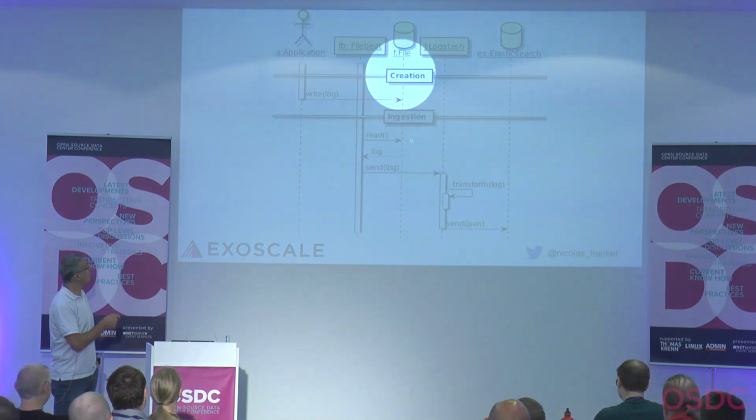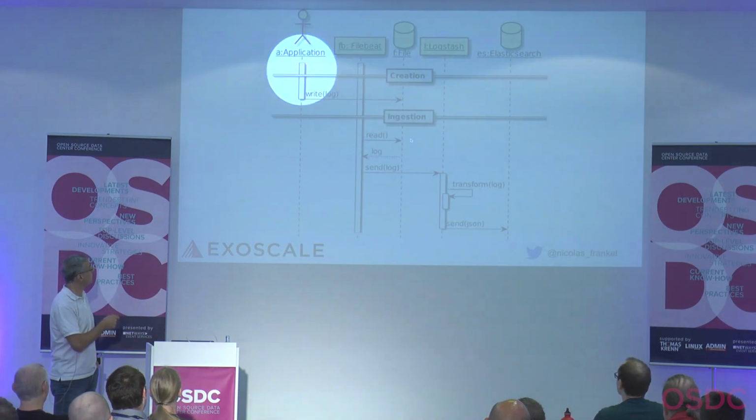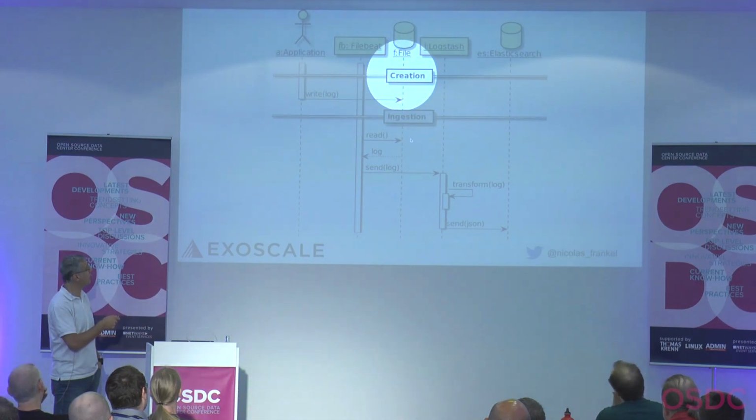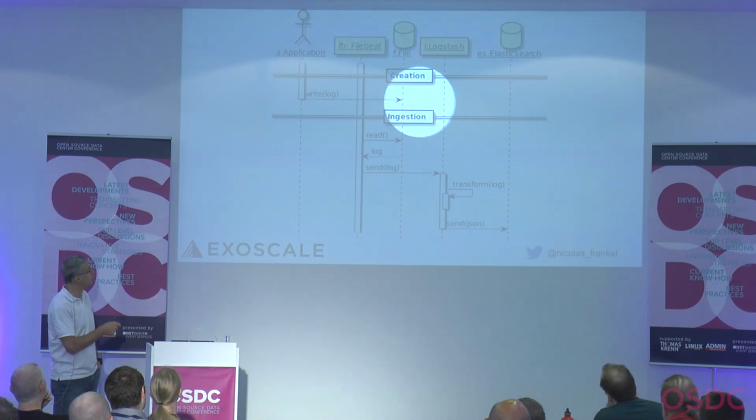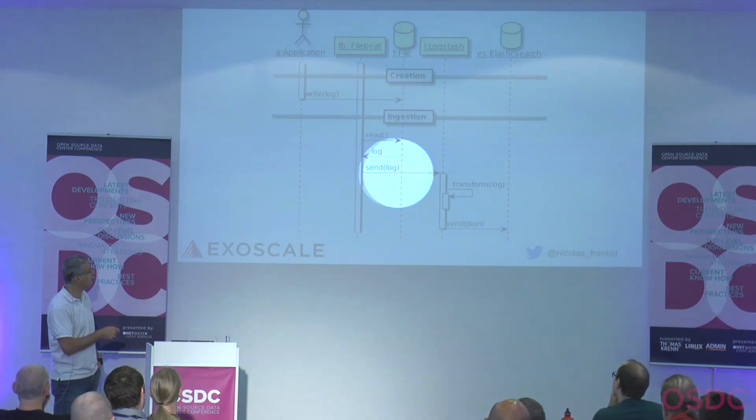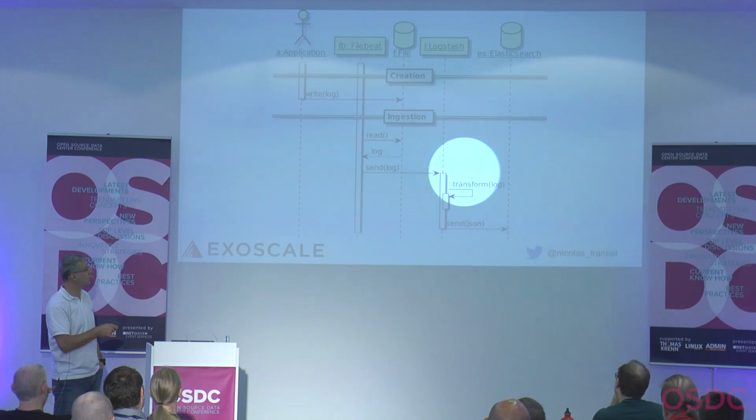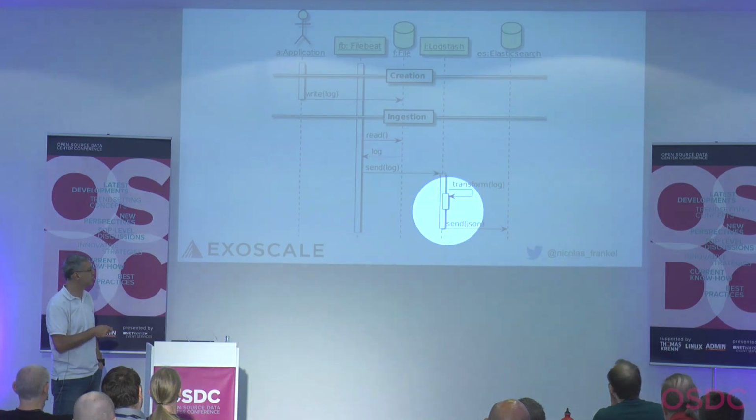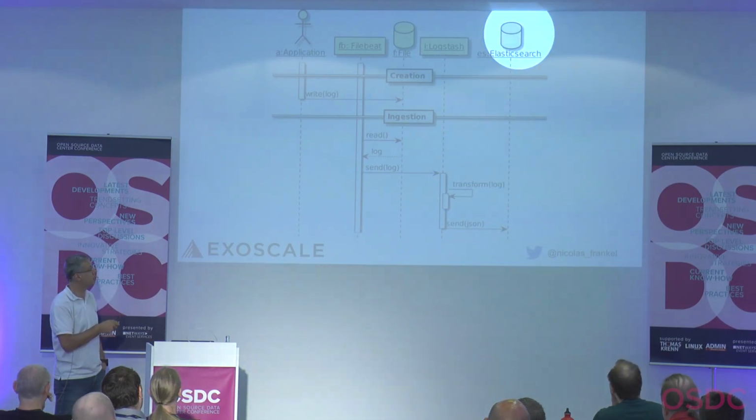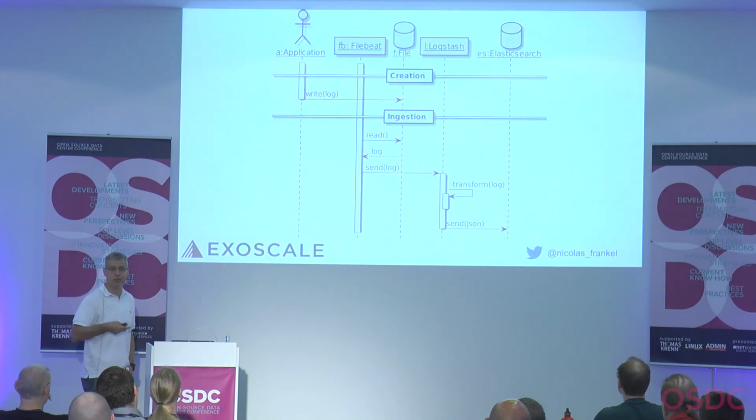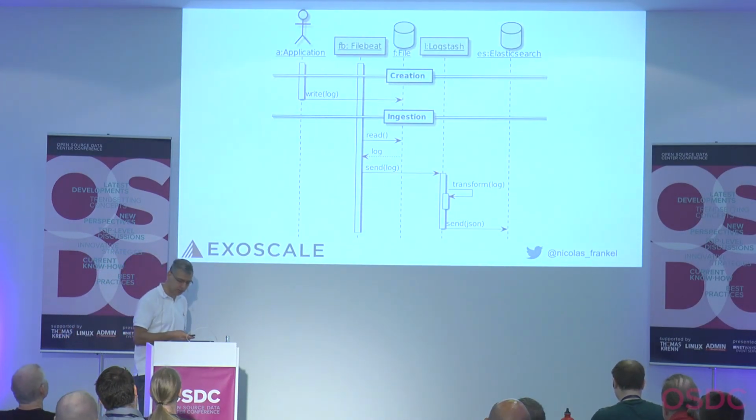So first you have the creation time. The application produces a log in the file. And then you have the ingestion time, where Filebeat will read the file, get the log, and send the log to Logstash. Logstash will transform the log into JSON, and then will send the JSON to Elasticsearch. So this is the general workflow.